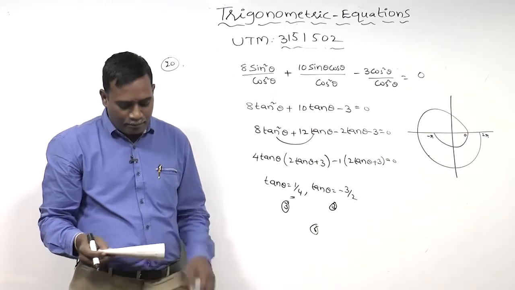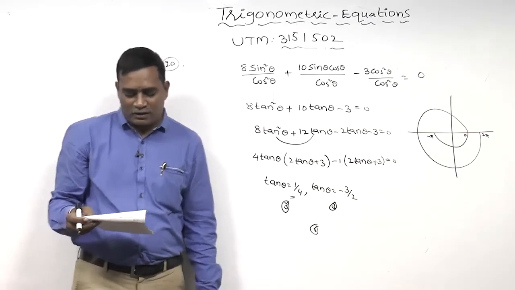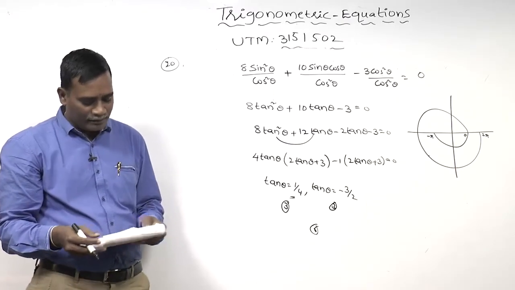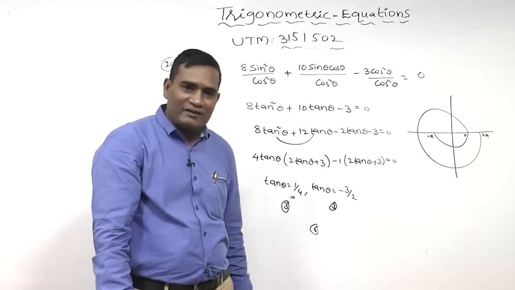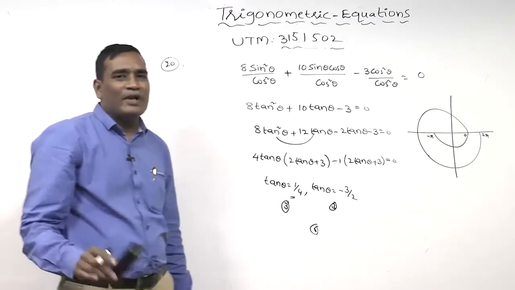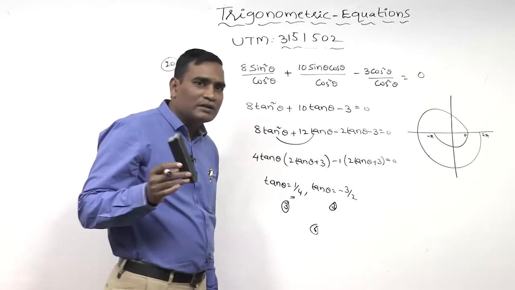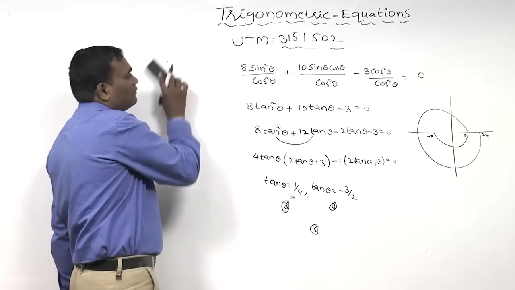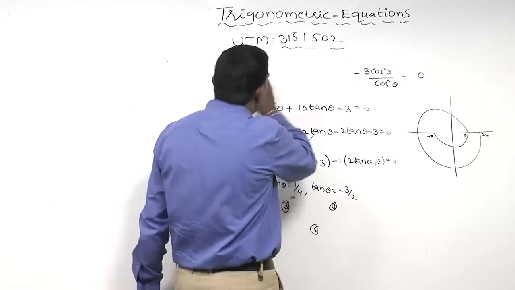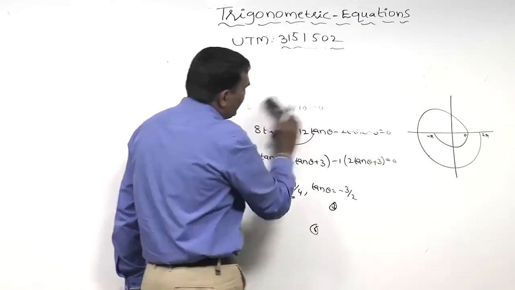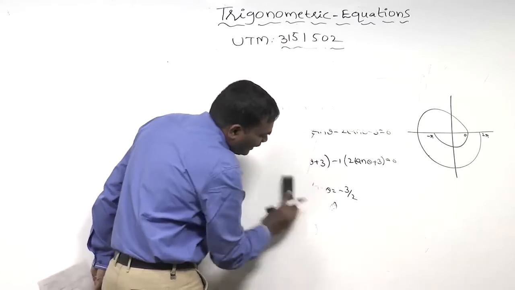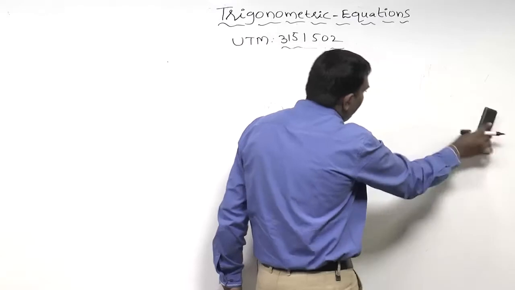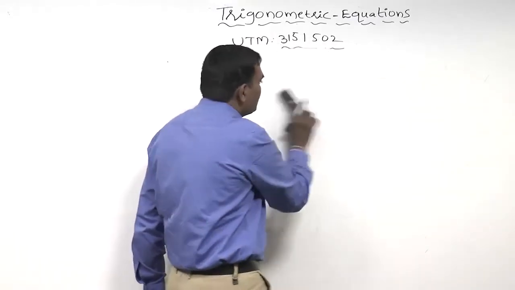Tan P pi by 4 is equal to cot of Q pi by 4. What is the condition? One is tan, another one is cot. What to do? Here you write cot in terms of tan. How to write? Cot theta is equal to what? Cot theta, in terms of tan, means tan of 90 minus theta. Cot theta is equal to tan of pi by 2 minus theta.